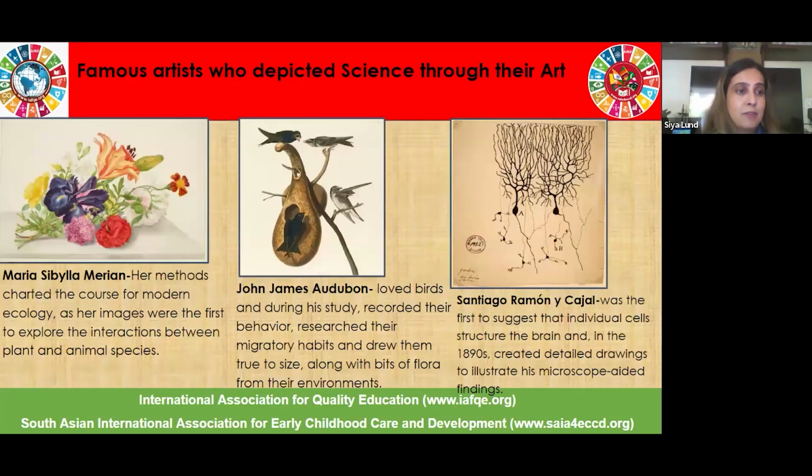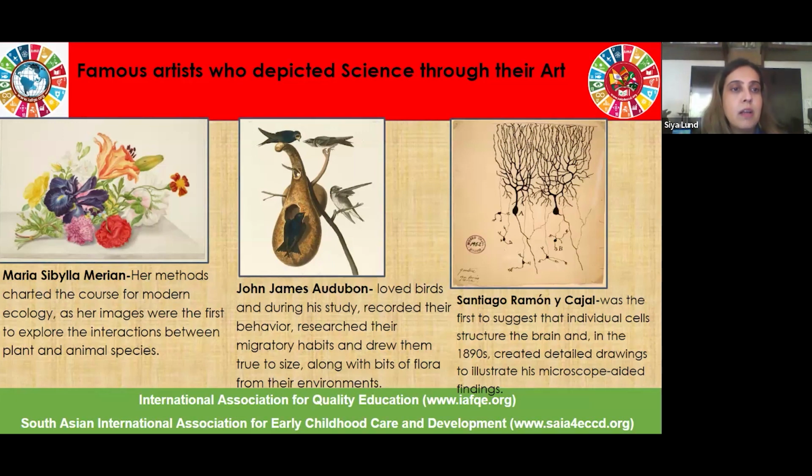And then we have an artist called Maria Sibylla Merian. Her methods charted the course for modern ecology, as her images were the first to explore interactions between plant and animal species. She was a botanist, and she explored plant and animal life to such a vast extent that it brought down her skills when she was painting them, because that was her precision.